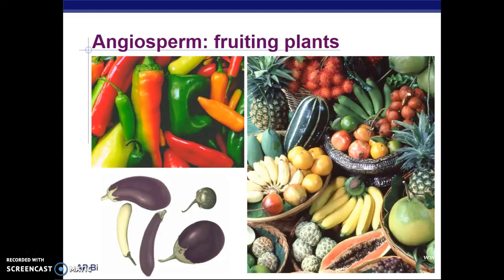Know that all fruits develop from ovaries of flowers, and all fruits are a feature of angiosperms only. In this slide you see lots of fruits and also some vegetables like these peppers and eggplant, and these also develop from an ovary, so they are technically, biologically called fruits, even though you might have learned of them as vegetables.